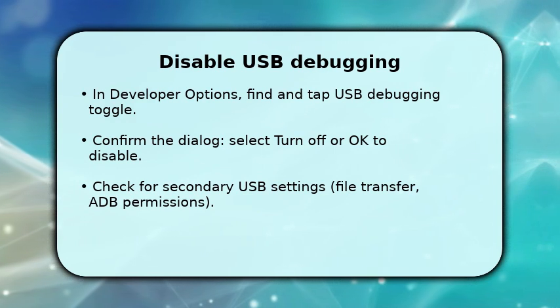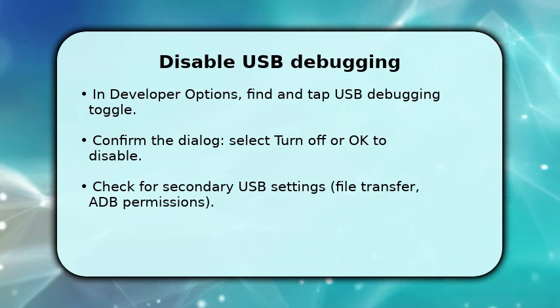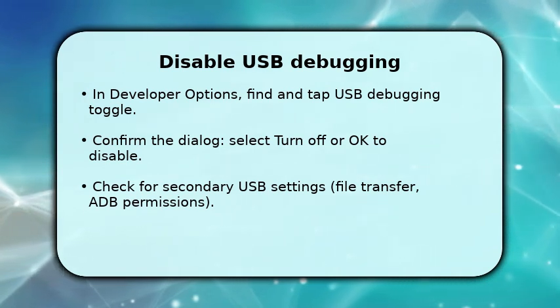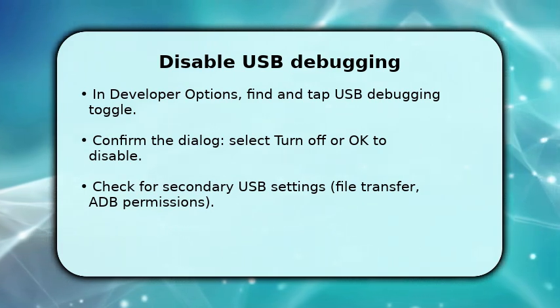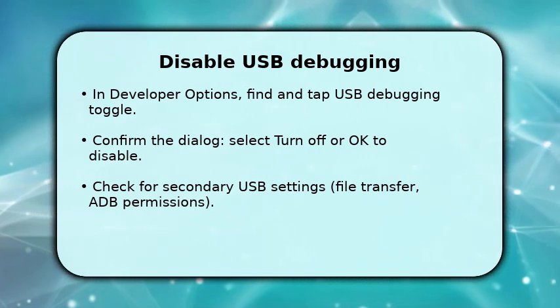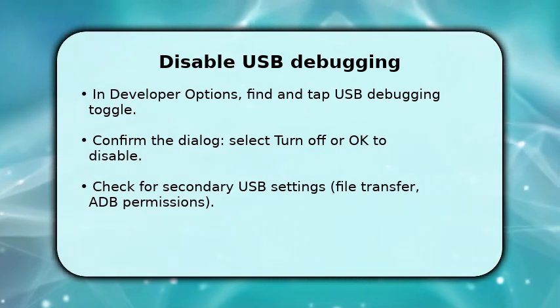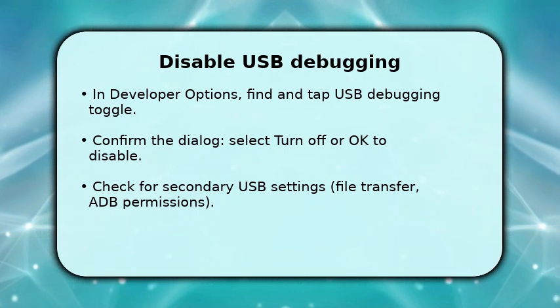While you're here, review related settings like USB configuration or ADB permissions to ensure no background access remains. If your phone asks about trusted computers, revoke authorizations if you want extra security. Make sure the toggle shows disabled, but finish by rebooting the phone so the change is fully applied. This also clears any lingering ADB sessions.